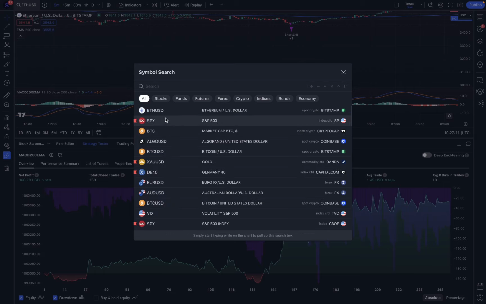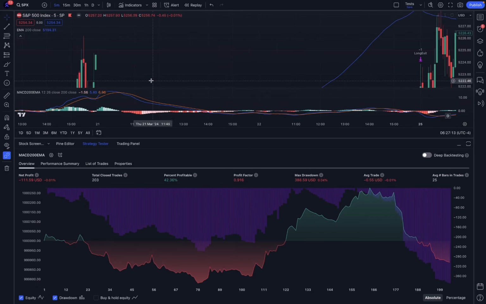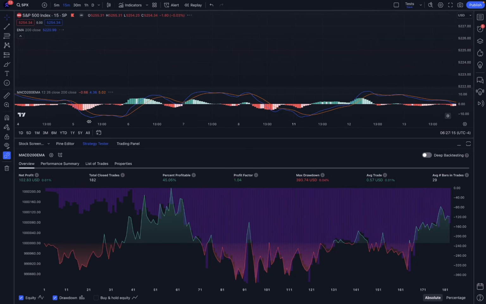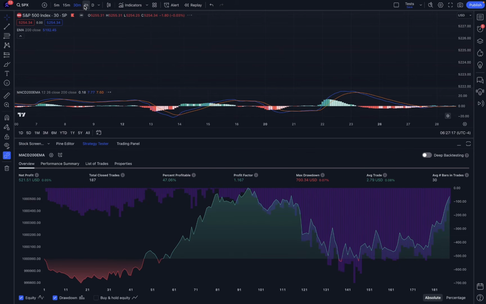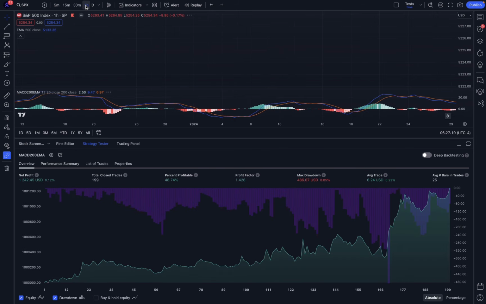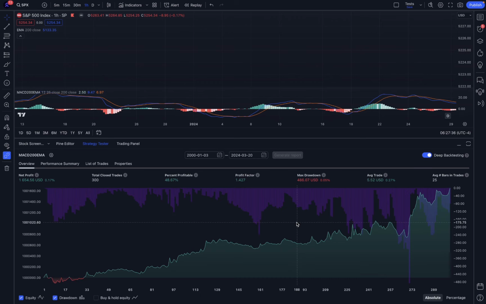Let's also take a look at SPX, for example. 50-minute time frame. Okay, maybe in 1 hour time frame. The results for the SP500 in 1 hour time frame are actually not so bad. We got a profit factor of 1.4, a win rate of 48%. So this is actually working pretty okay.